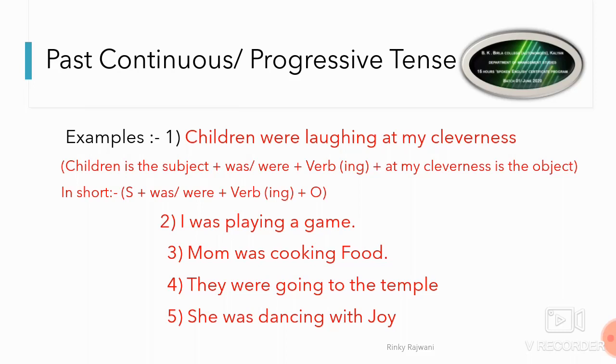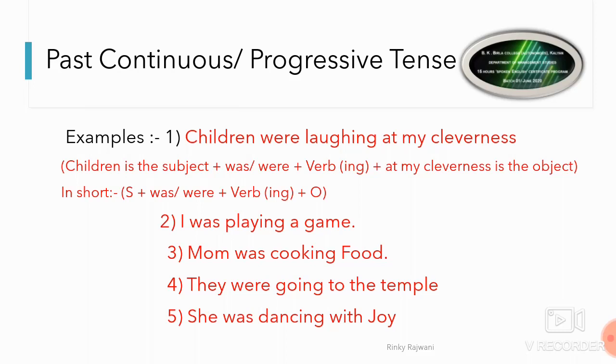Let's see a few more examples. I was. I is singular. With singular we will use was. So I was playing a game. So play is a verb, ing is added to it, a game, it becomes an object. Mom was. Mom is again a singular one. So with singular we will use was. Mom was cooking food. Food becomes object.